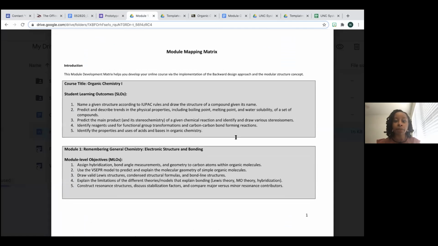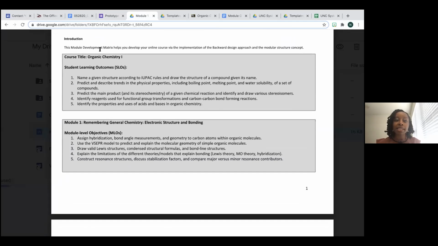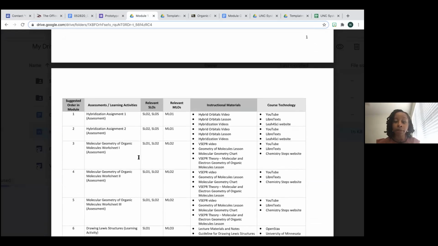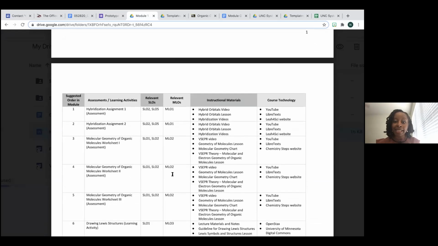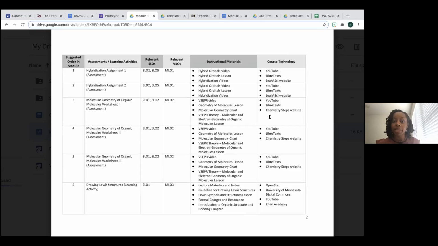So here's an example of what you will find in each of the modules, the module mapping matrix, which highlights not only the SLOs of the course, but the objectives for that particular module, as well as the assessments, learning activities, the related SLOs, module level objectives, as well as any instructional materials and technology utilized in that particular module.